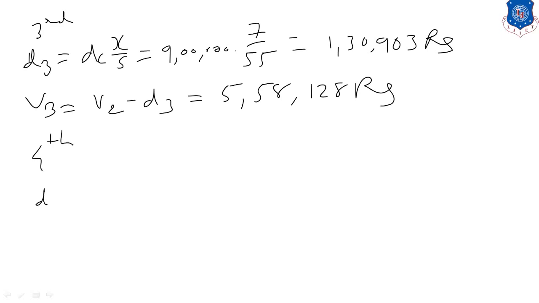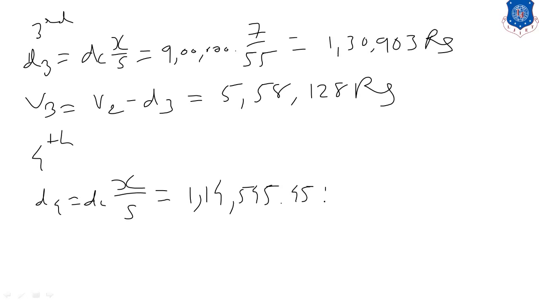Now let's calculate for the fourth year. For the fourth year, D4 can be given by DC into X upon S. Calculating this term, we will get the depreciation for the fourth year, which is 1,14,545.45 rupees. So this is the depreciation amount for the fourth year.